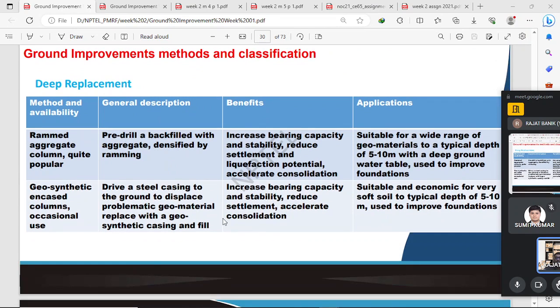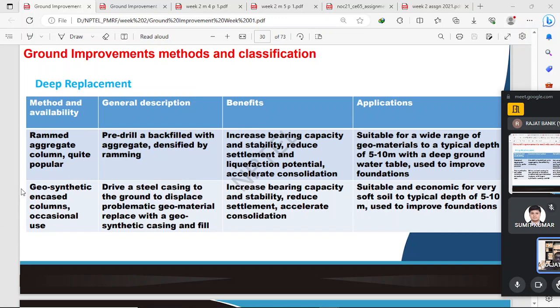And then we studied deep replacement. Previously, we studied deep densification. They are different in meaning. In the previous case, we apply only densifying material, some good material, with no removal of the existing material. In this case, the replacement method, we remove the problematic soil by steel casing or other driving techniques and apply good material to form the column. Here we strengthen the soil.